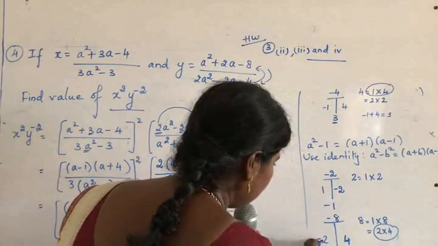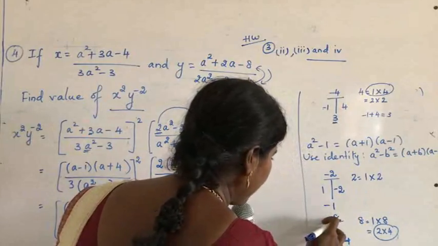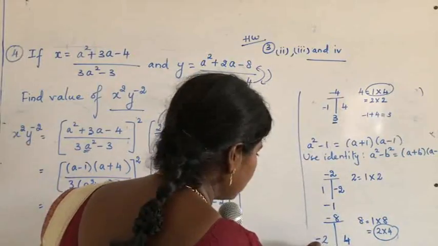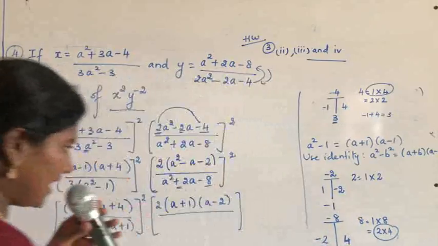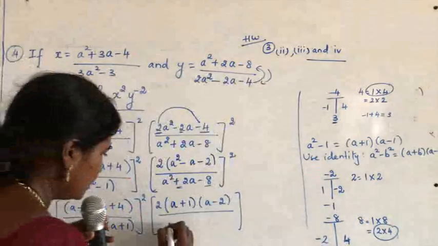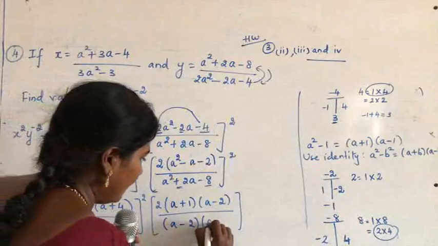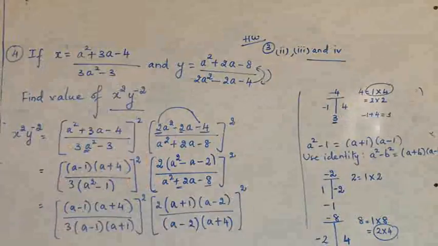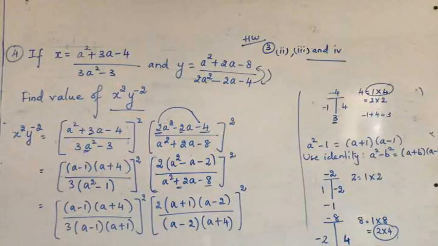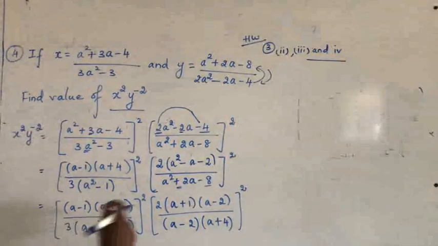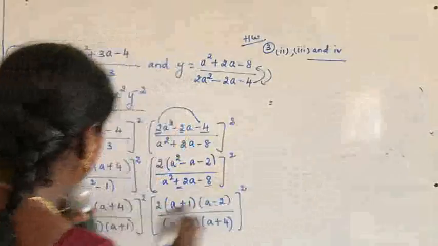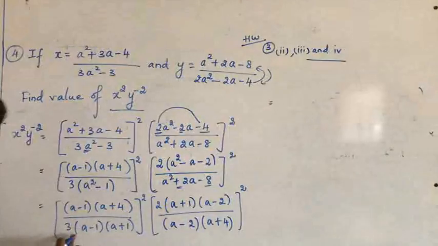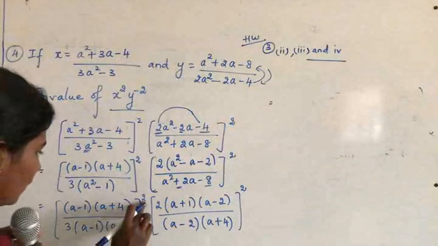So let's check our answer. Minus 2 into 4 gives you minus 8. Minus 2 plus 4 gives you plus 2. So what are the answers? Minus 2 and 4. Let's write the factors. So you get a minus 2, a plus 4, the whole square. Let's write down what we have from the first part: a minus 1 into a plus 4 upon 3 into a minus 1 into a plus 1, the whole square.